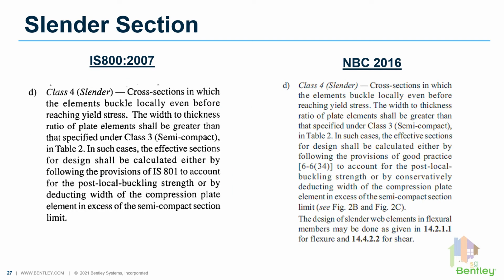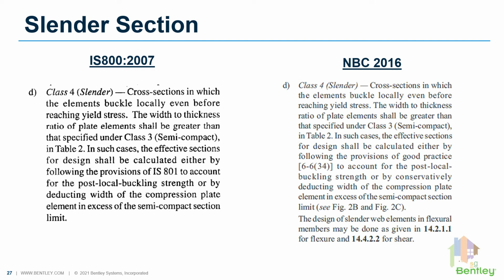IS 800 code suggests either to use IS 801 code for slender section design or reduce the section in such a way that it comes back to semi-compact limit. Except this, the code is silent about how to handle slender section design. In NBC 2016 code, a clear idea has been provided for slender section design. This is just a comparison of the same clause between IS 800 2007 and NBC 2016.